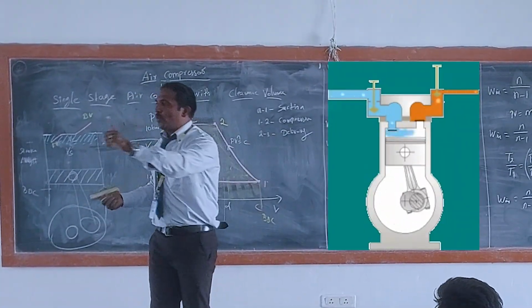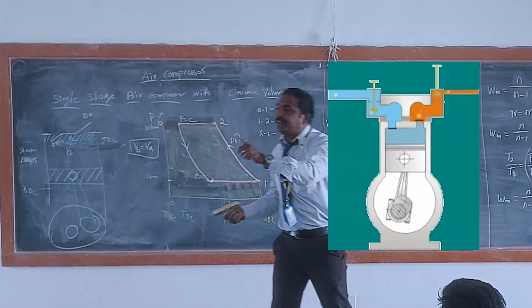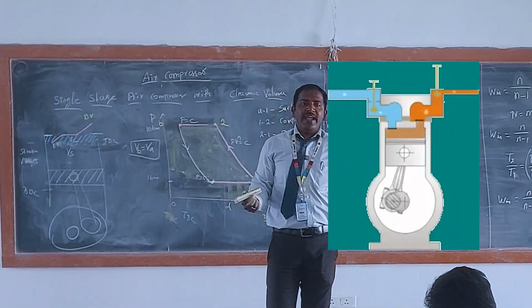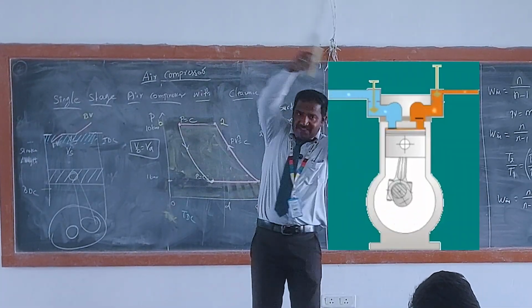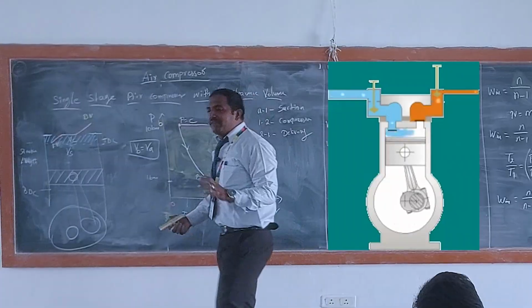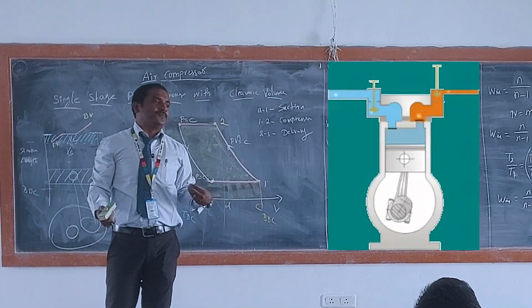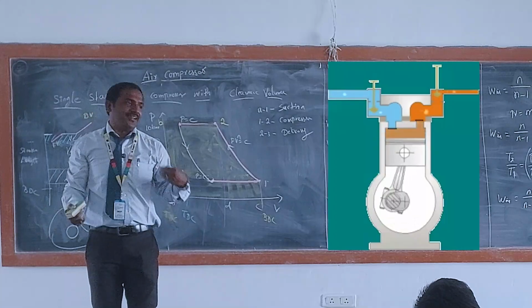Without clearance is best one, which gives high volumetric efficiency. I'll tell you what volumetric efficiency is in the next class. Which gives high volumetric efficiency, the more air will come in, better than the filled inside. But even though, we cannot avoid keeping clearance volume. Why, sir? Clearance volume is necessary.